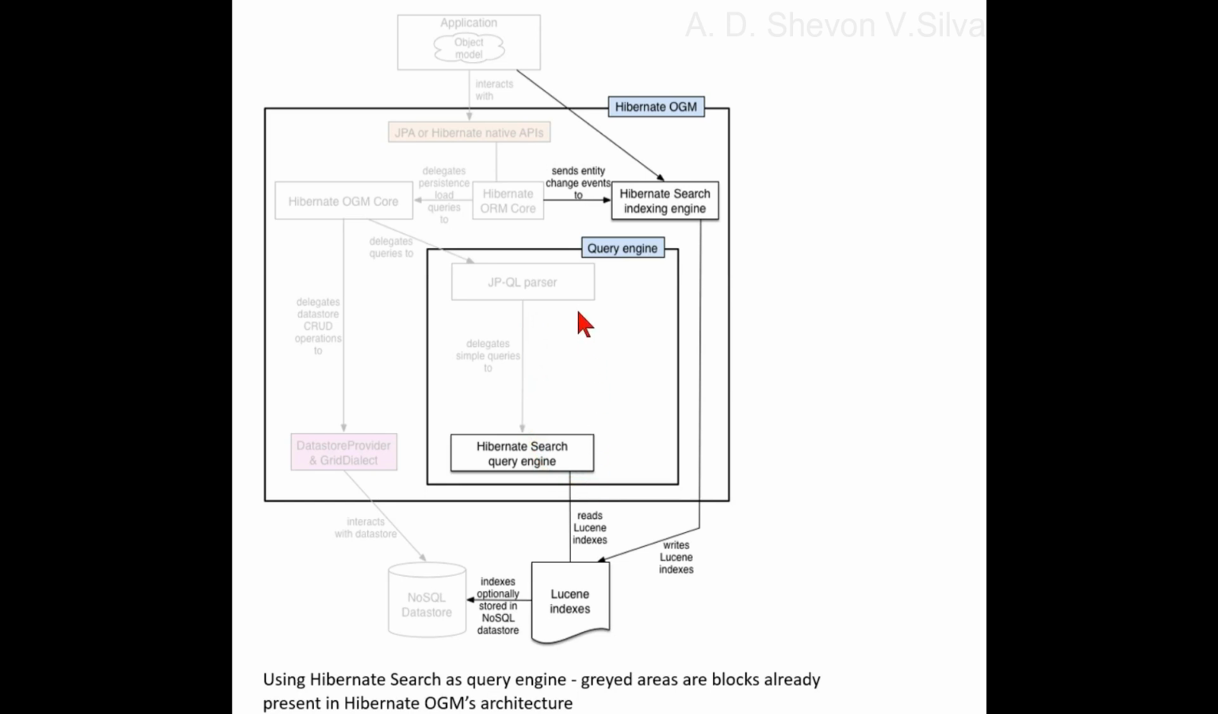The JPQL parser and Hibernate Search query engine are inside the query engine. The Hibernate Search query engine reads Lucene indexes. Here Hibernate ORM core sends entity change events to the Hibernate Search indexing engine. The application is connected to the Hibernate Search indexing engine. The Hibernate Search indexing engine writes Lucene indexes. Lucene indexes are optionally stored in a NoSQL data store.